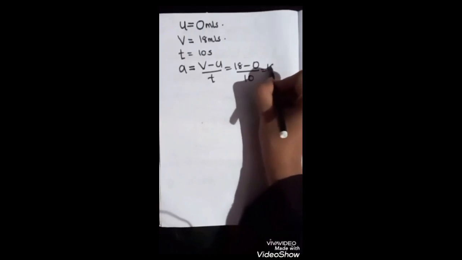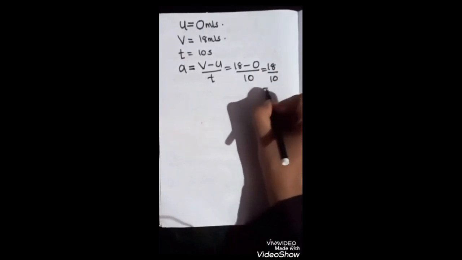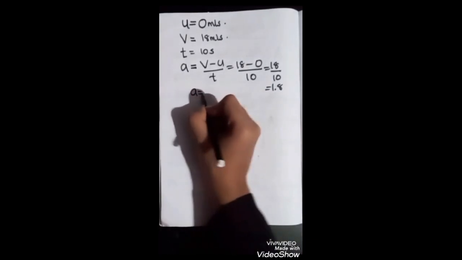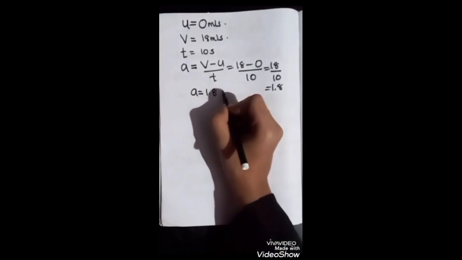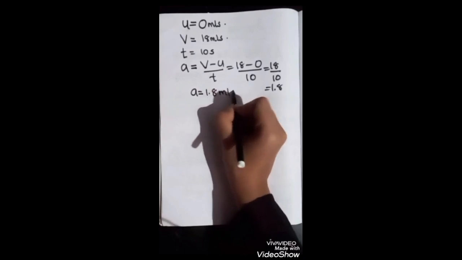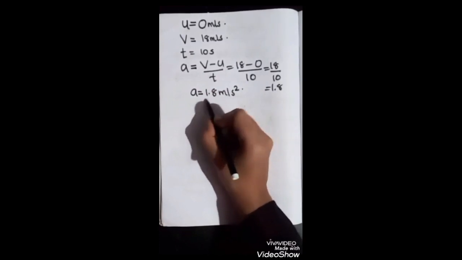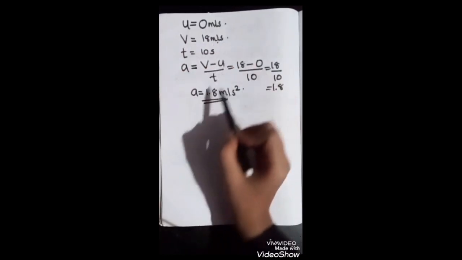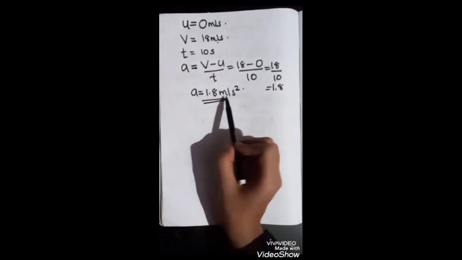Then 18 by 10, that is equal to 1.8. Here acceleration a is equal to 1.8. What is the unit of acceleration? Meter per second square. Okay, the unit of velocity is meter per second and the unit of acceleration is meter per second square.